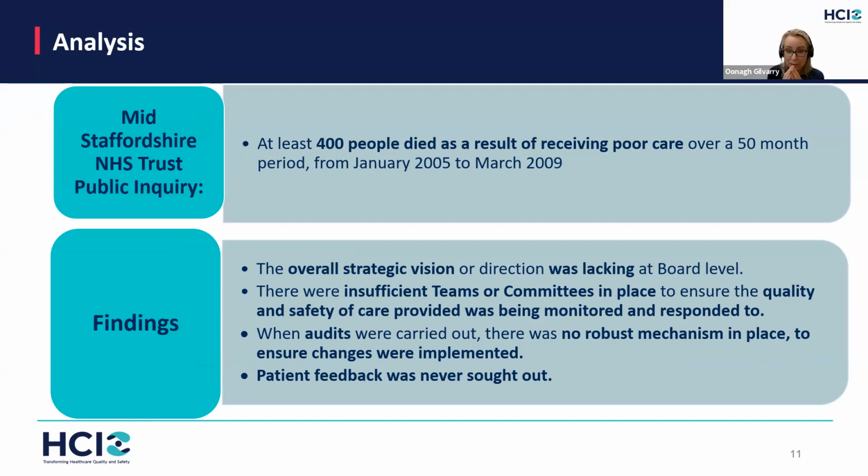But again, when they looked at the governance model, they found there was a lack of an overall strategic vision or direction at that senior management level. Interestingly, there were insufficient teams or committees in place to ensure the quality and safety of care being provided. So they didn't have the multidisciplinary groups pulled together with a clear directive on what the roles and responsibilities of those teams were. In many cases, they had teams and committees in place, but their focus might have been on cost cutting or in different areas.